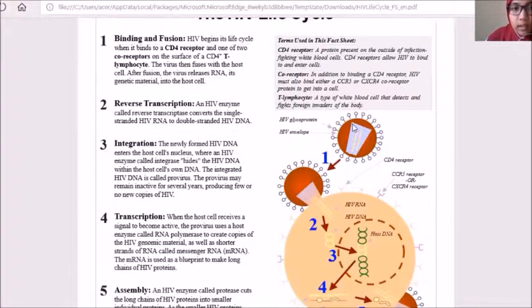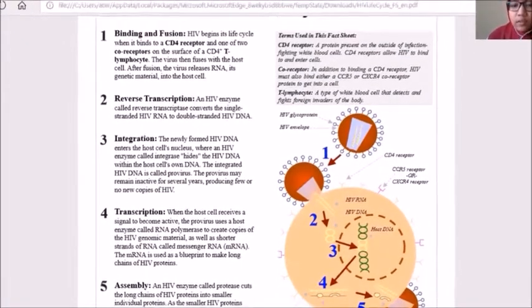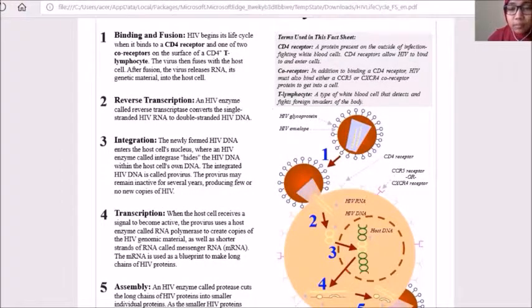This HIV begins its life when it binds to the receptor called CD4 and CD5. Okay, when they start to attach, the second step is the reverse transcription. As we know, HIV is very special because it has a reverse transcriptase enzyme that allows it to replicate in our body. At this stage, the HIV enzyme called reverse transcriptase will convert the single strand of HIV to double-stranded HIV DNA.